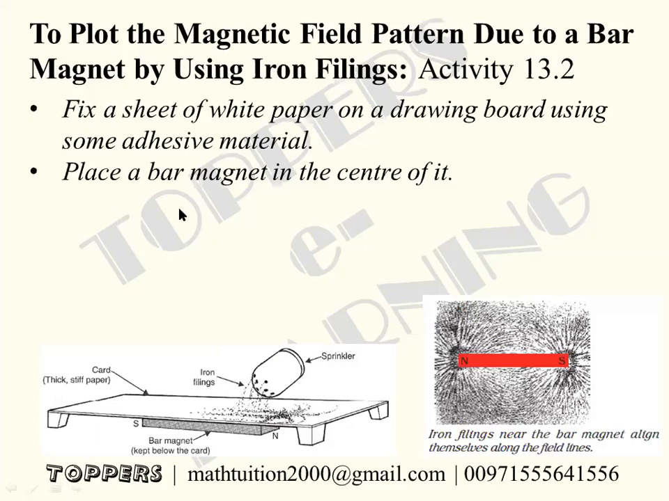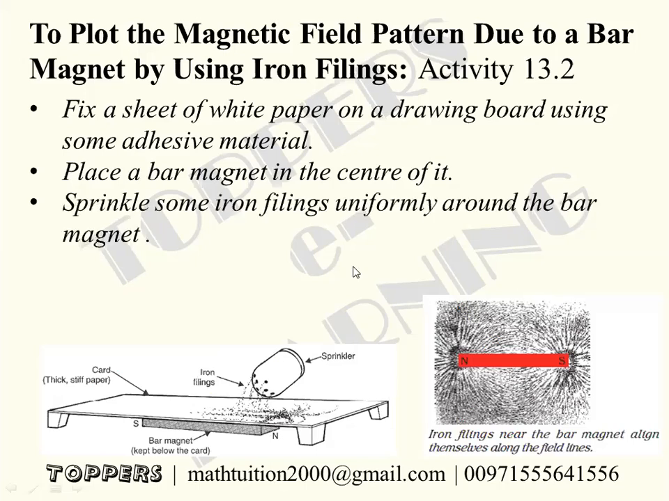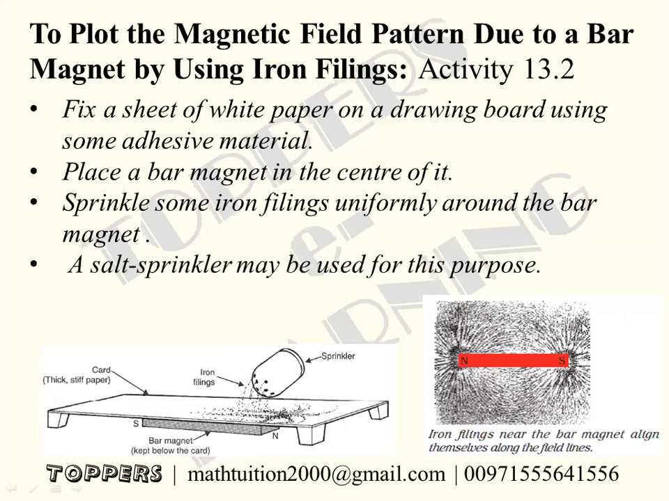Now, place a bar magnet in the center of it. So we have placed the bar magnet. See, below you can see the bar magnet kept under the sheet. Sprinkle some iron filings uniformly around the bar magnet. We have used a sprinkler and sprinkled the iron filings everywhere. You know what iron filings are, right? A salt sprinkler may be used for this purpose, for ease.